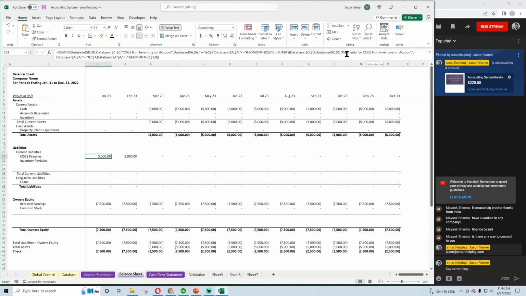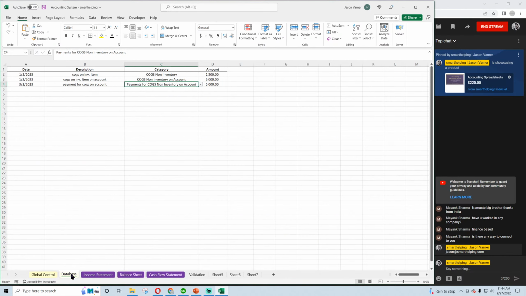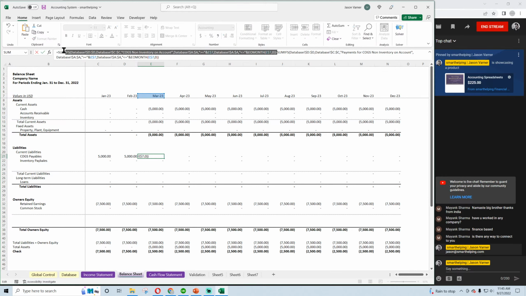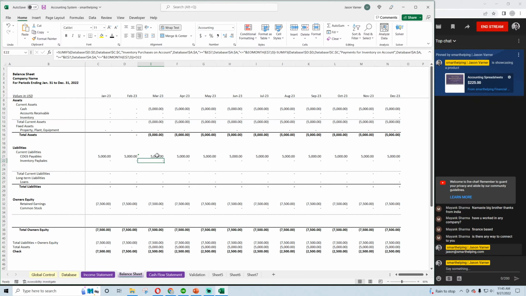No, I think I did it. Payments for COGS, non-inventory on account. No, that's right. That's right. So what happened here? Let's zero this out. Let's see why we don't have a value decreasing. No, it is there. It is there.